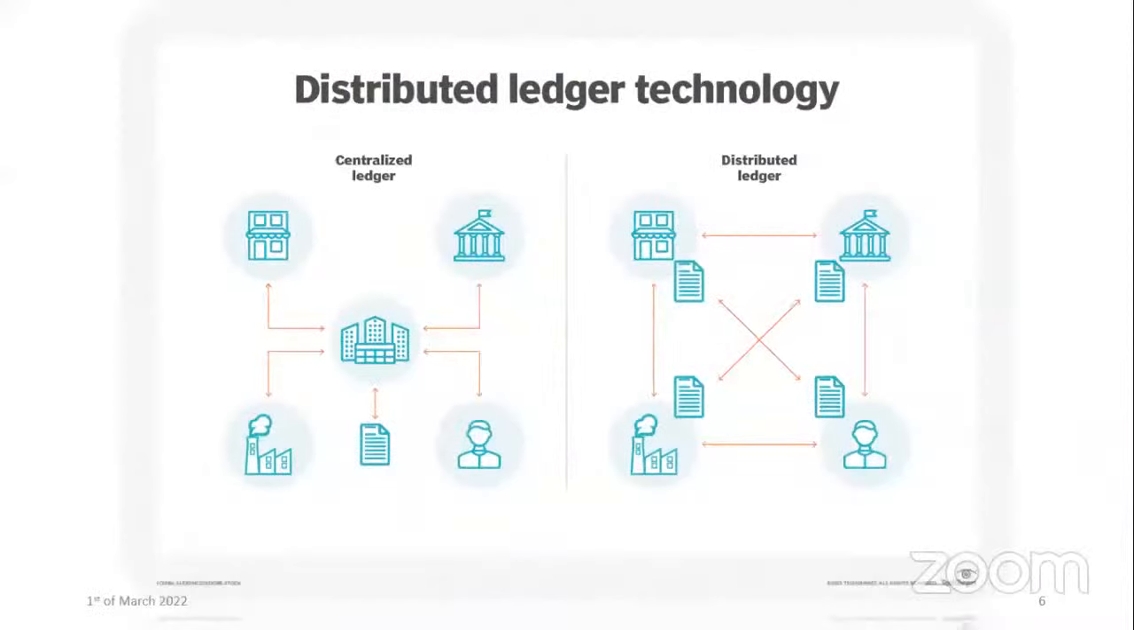So here we have a diagram of a centralized and decentralized ledger. And we see that we have a centralized system that serves each node, or sorry, each client.